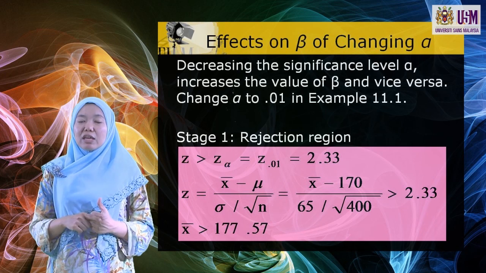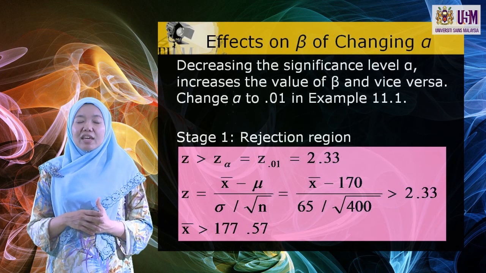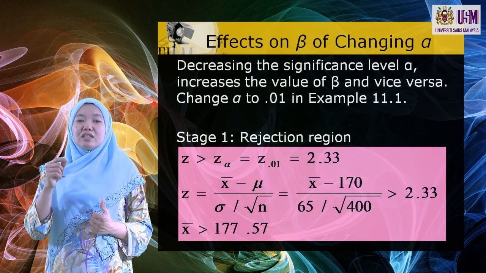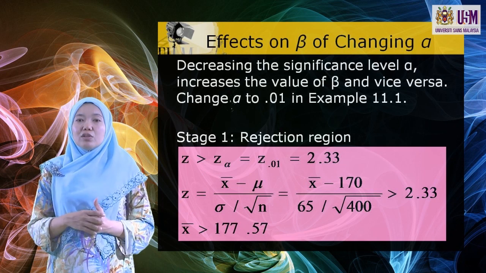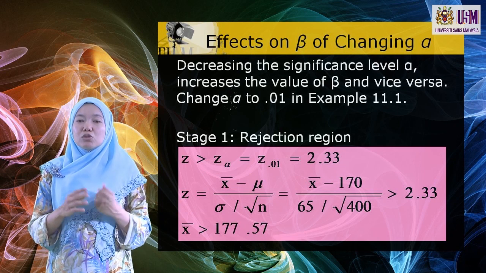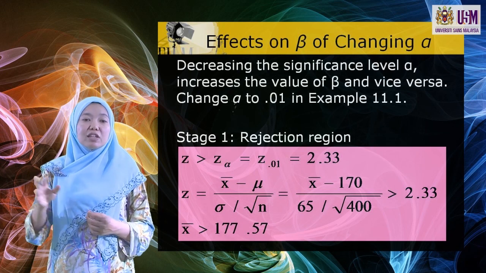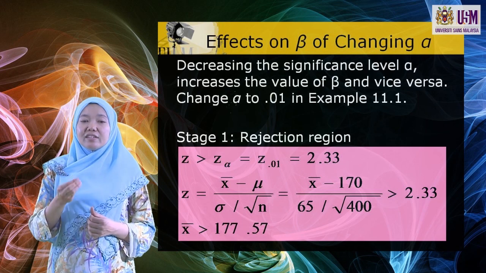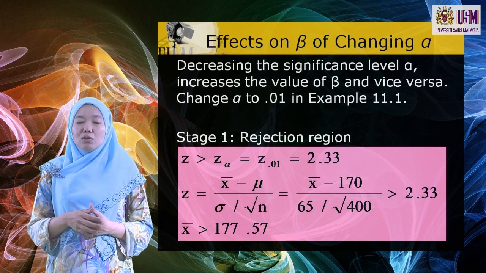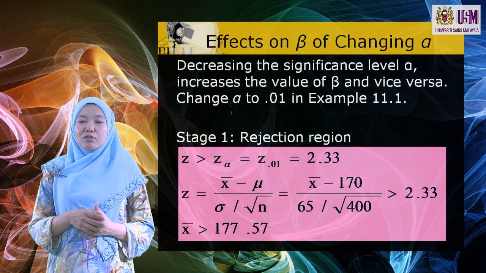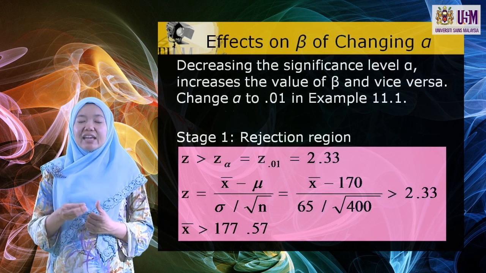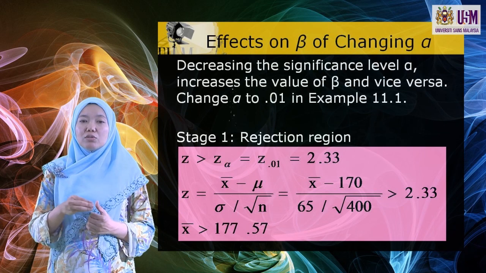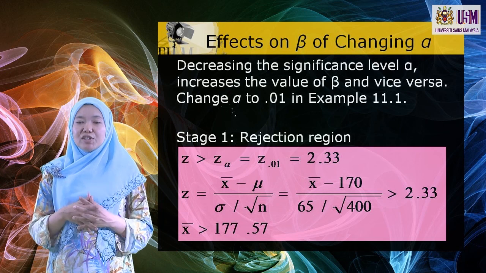So, stage 1, if we look at the rejection region, for z greater than z alpha, now z for 0.01, you are going to read the value of z as 2.33. You get that from the table. In this case, you calculate the standardized z-score value using the formula. What you get is X bar is greater than 175.57. So this is what you need to do for the rejection region.